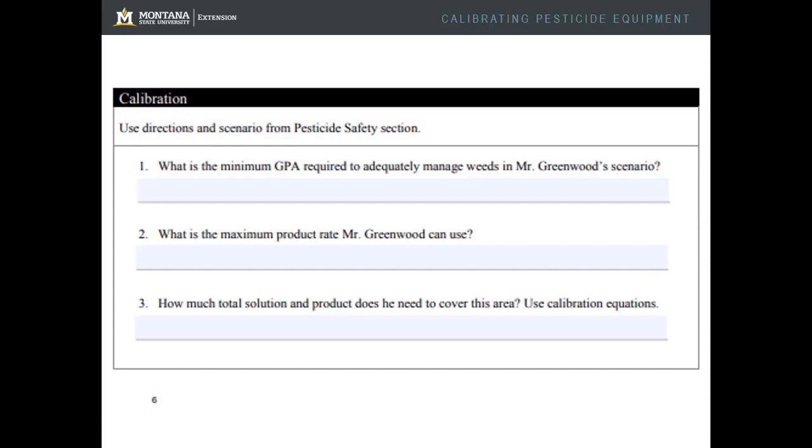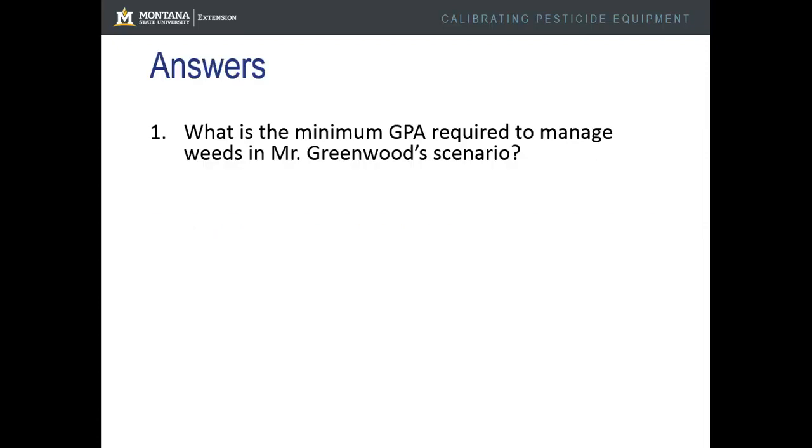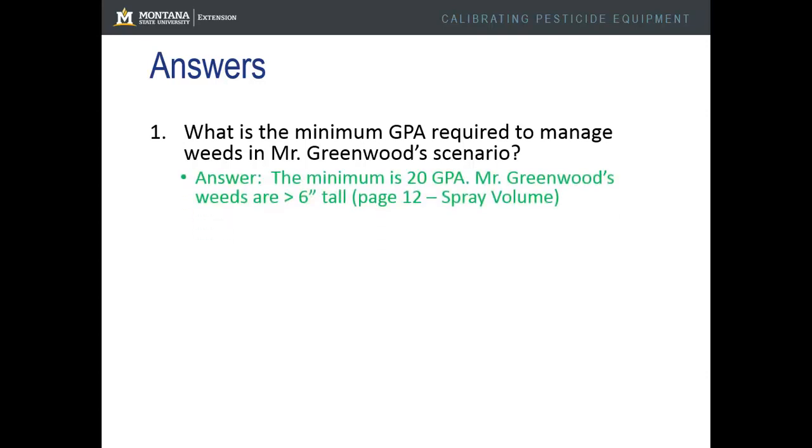These are the questions you should see on page 6. Once again, feel free to pause the video until you are finished. Answers to number 1. What is the minimum GPA required to manage weeds in Mr. Greenwood's scenario? Answer: the product label states on page 12 under spray volume that the minimum is 20 gallons per acre. This is because Mr. Greenwood's weeds are greater than 6 inches tall.